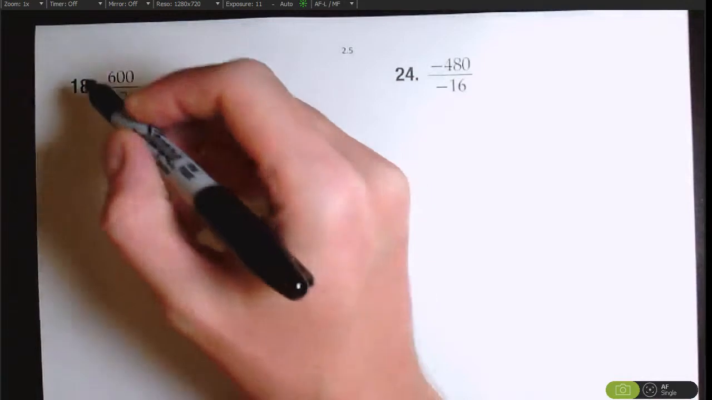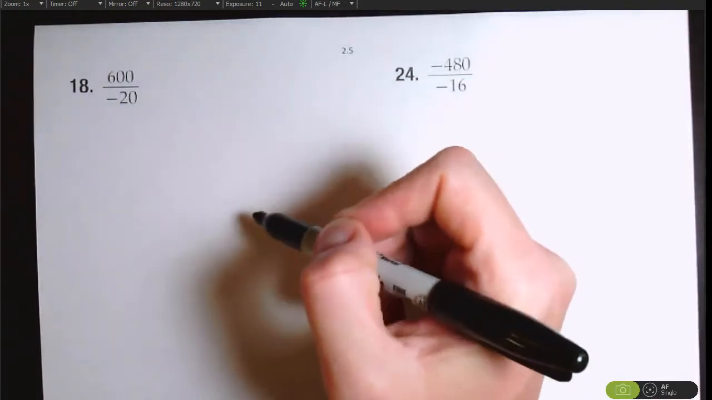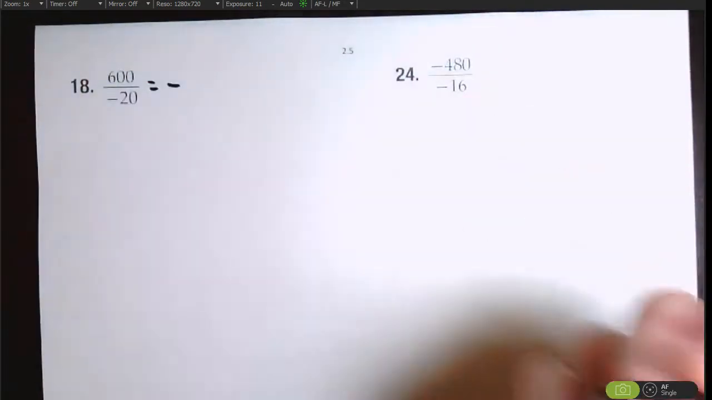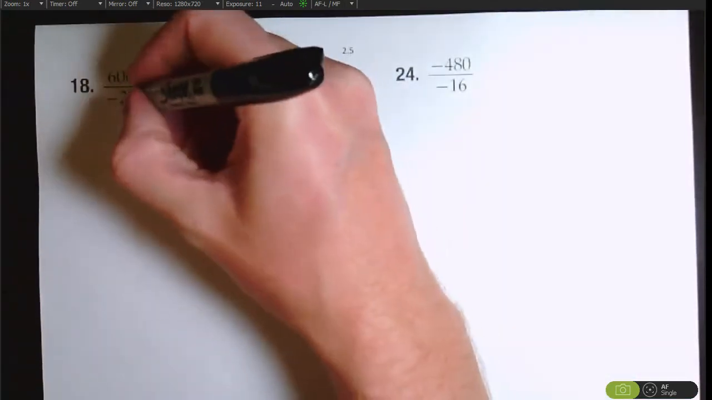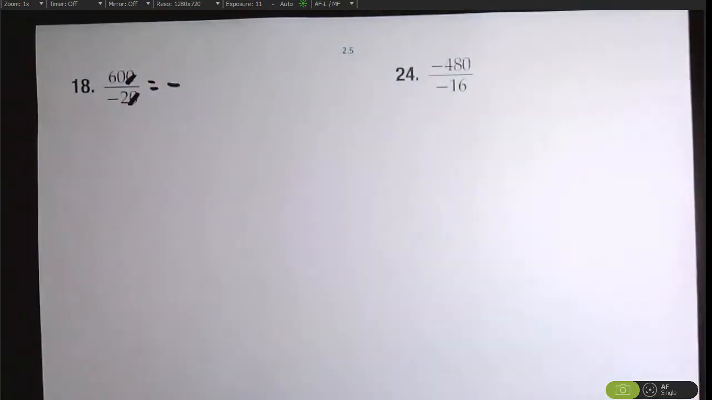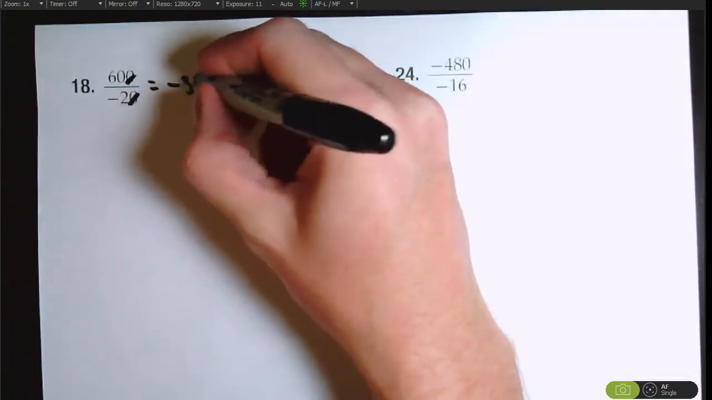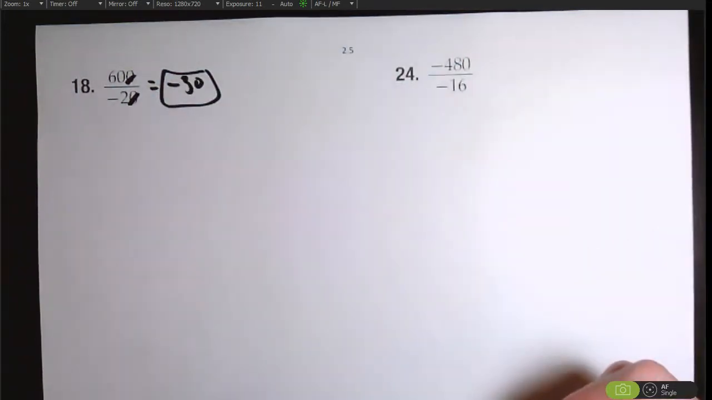So for number 18, we look at this. We have positive 600 divided by negative 20. One negative, negative. And then the little trick here is cancel off the zeros if they both have zeros. And then you got 60 over 2, negative 30.